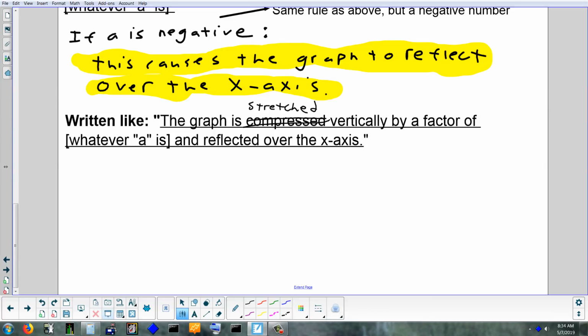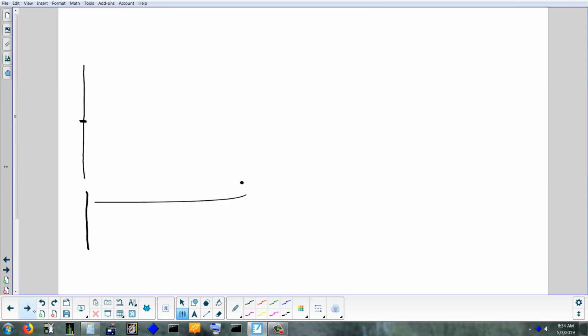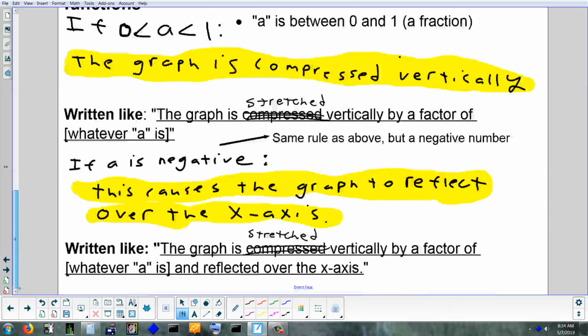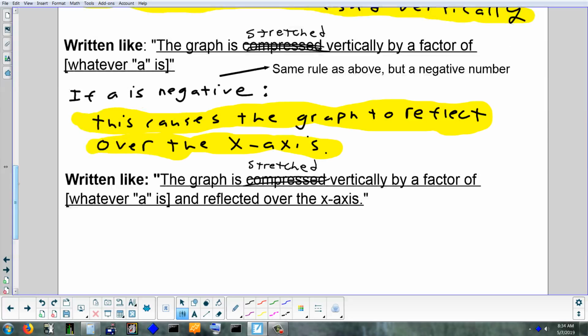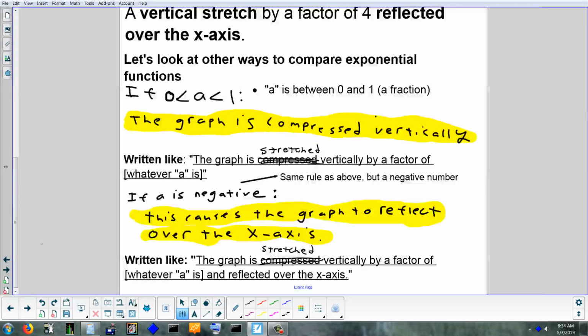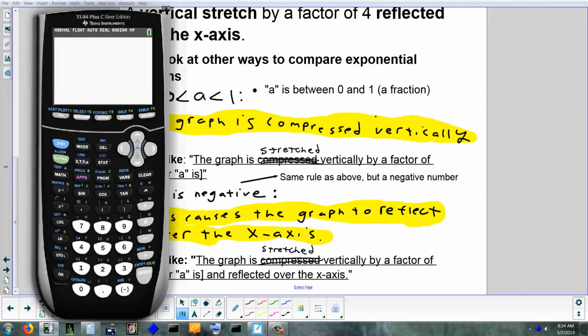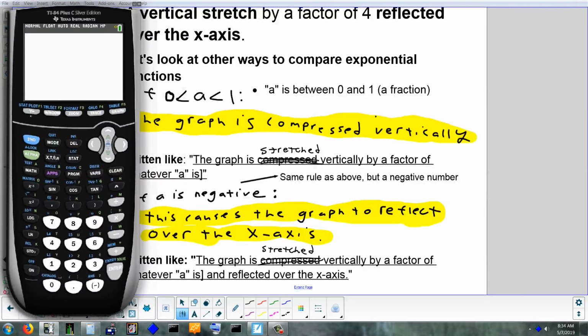Okay, so any questions on that? Anyone need to see a visual? We're going to sketch one by hand. Okay, while you're copying that, I'll show you something. Let's see, I should have enough room. All right, I'm done writing. So let me graph 3 to the x.